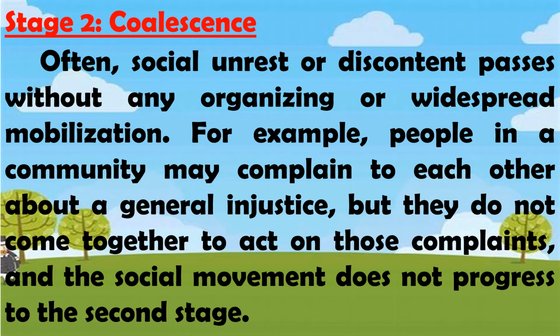Stage 2 or coalescence. Often social unrest or discontent passes without any organizing or widespread mobilization. For example, people in a community may complain to each other about a general injustice, but they do not come together to act on those complaints. And the social movement does not progress to the second stage.